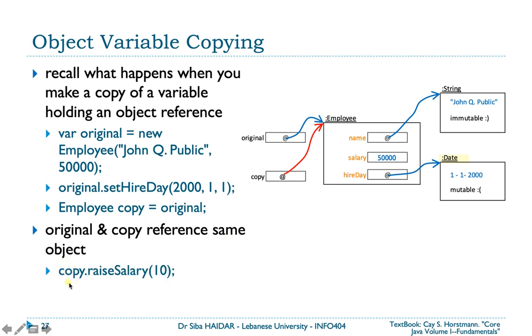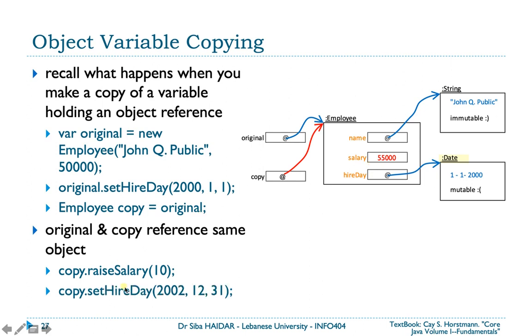And if you, for example, raise the salary of the copy by 10%, if you invoke the method raiseSalary and pass the parameter 10, the salary that was 50,000 will become 55,000, and this is for the same object, because there is only one object of type Employee in the memory referenced by the original variable and the copy variable. So this is sad, because you thought you had raised only the salary of the copy. However, the fact is you have raised both salaries.